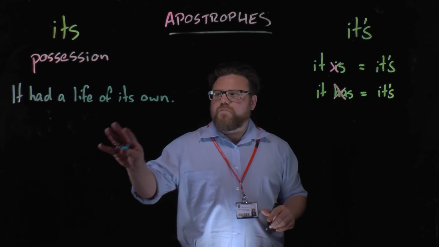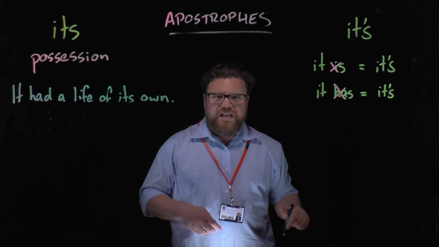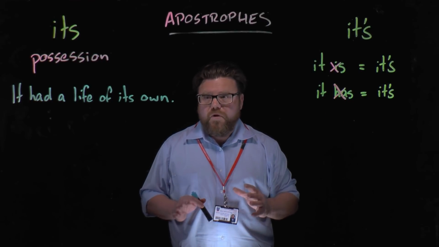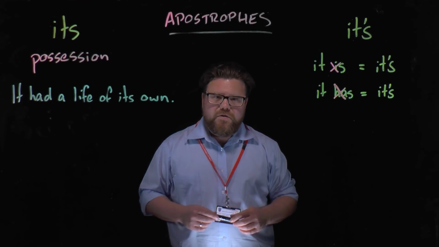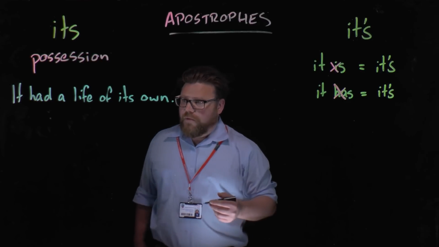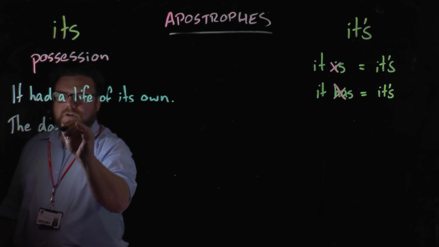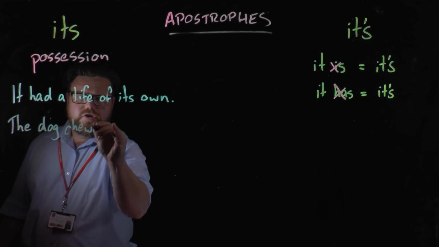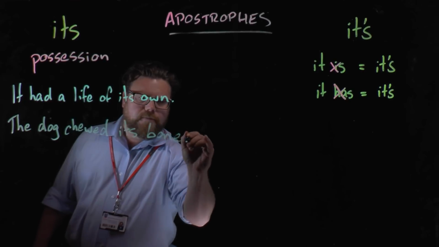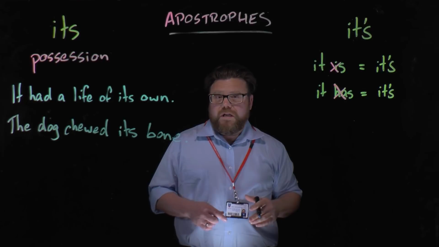this sentence doesn't work if you apply the contraction rule. It had a life of it is own, or it had a life of it has own, doesn't work. In this case, its is being used as a possessive pronoun, no apostrophe. If you were to have a sentence like, the dog chewed its bone. Again, when you think of this rule, it wouldn't work here.